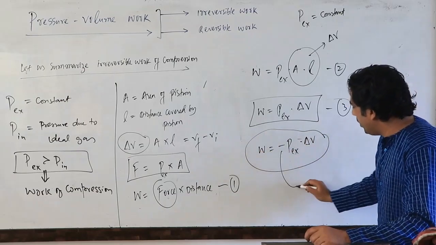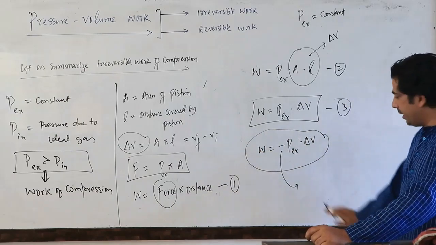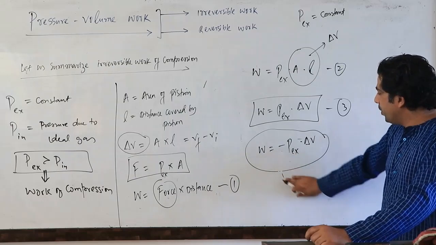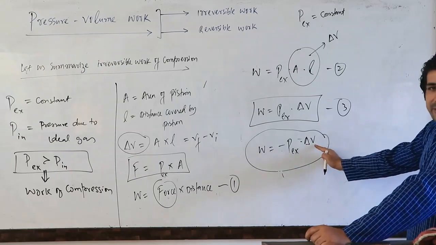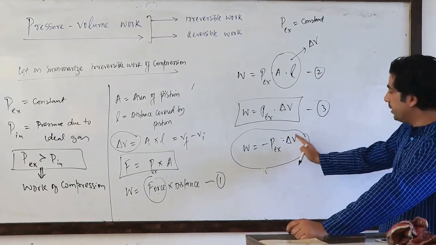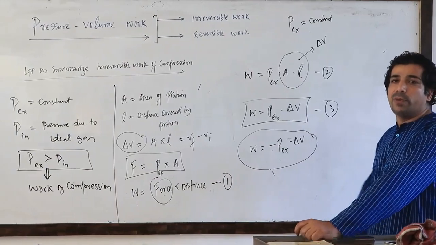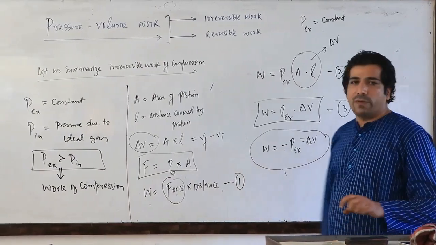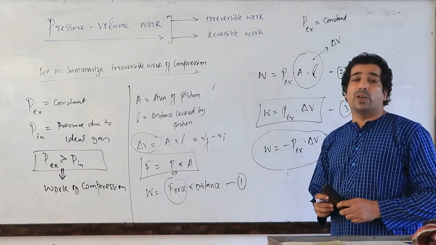And then I told you the meaning of this negative sign. Why is this negative sign used? Because we already know that delta V will be negative, because the initial volume is greater than the final volume. This negative into this negative will become positive. So this was the expression for work of compression.